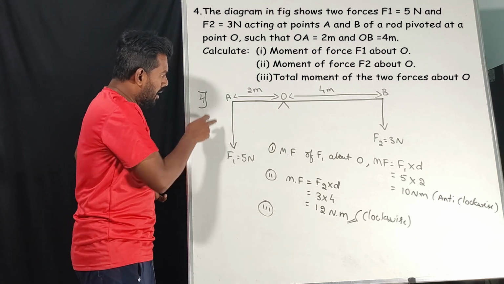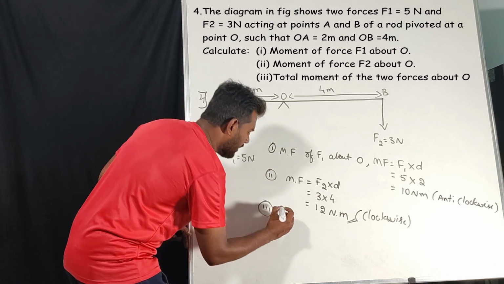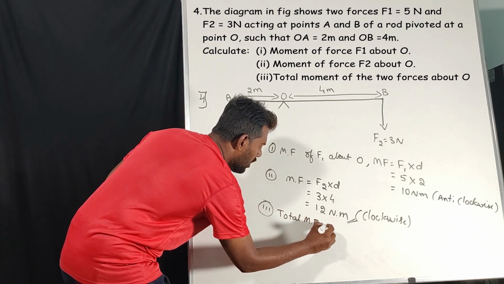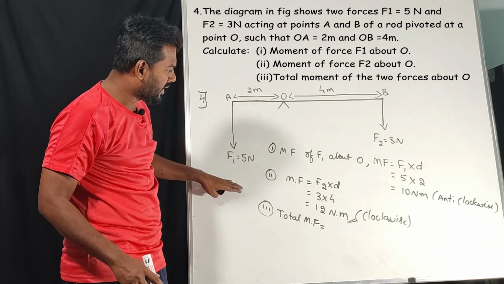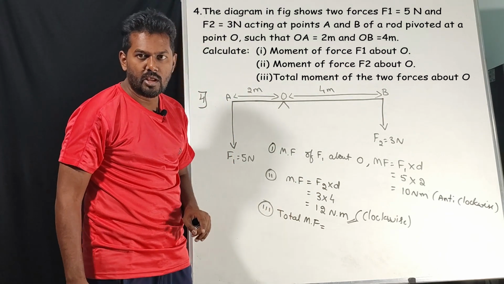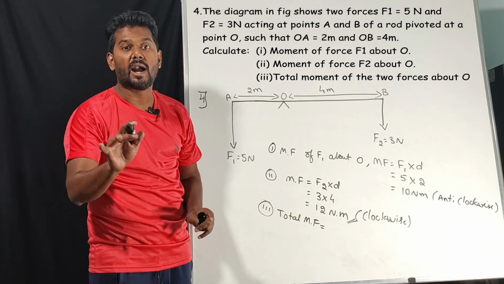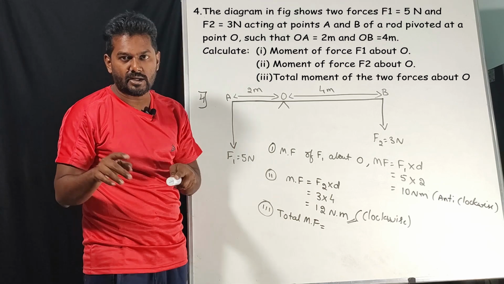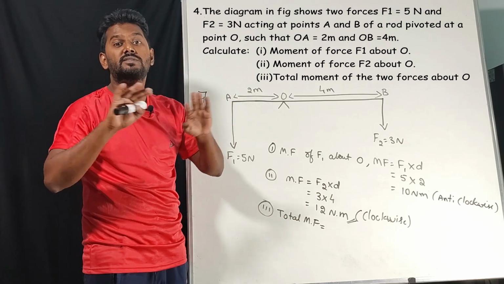Now they are asking for the total moment of forces because of these two forces. Total moment of force is nothing but the resultant. From this one, what are we getting? 10 Newton. From this one, what are we getting? 12 Newton. So if they are in the same direction, then we have to add them. Keep this in mind. If they are in the same direction, then we have to add it. That is the total moment of force. If they are in different directions, then we have to subtract it.